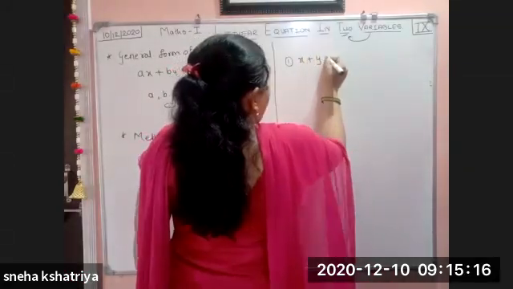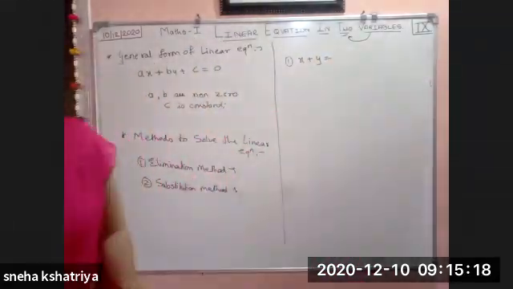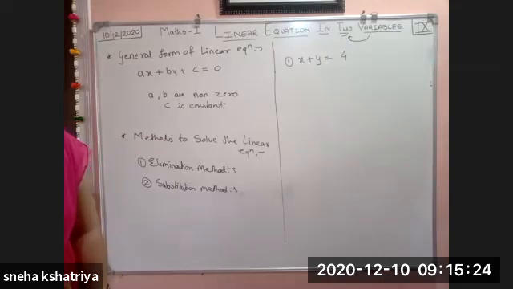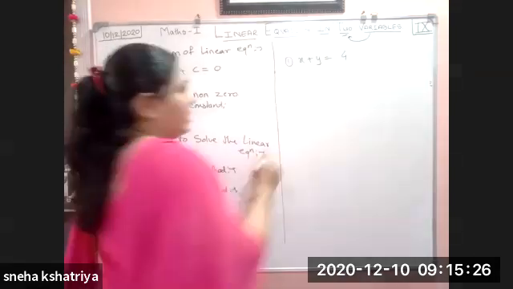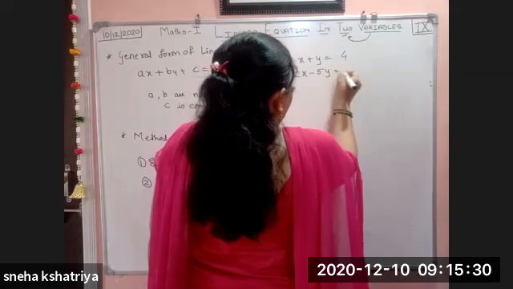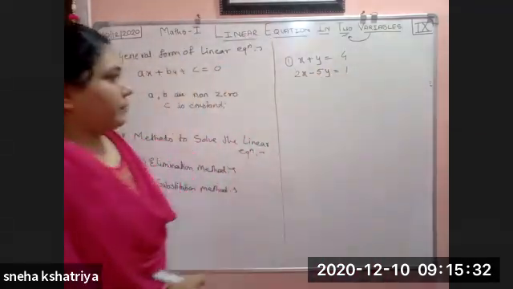From practice 5.1, I am taking the first example, that is x plus y is equal to 4 and 2x minus 5y is equal to 1.